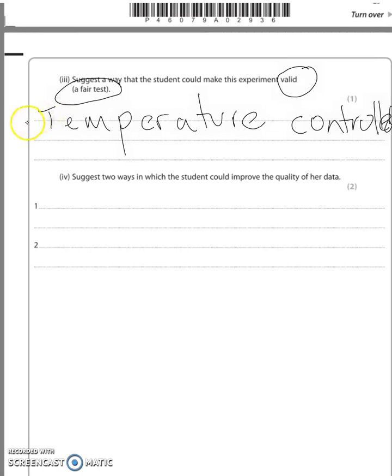Wait for some time after each reading. Again, that links into the temperature. Just making sure that the gas doesn't heat up as you're compressing it. Temperature is the best way to go with that question. And then lastly, suggest 2 ways in which the student could improve the quality of her data.